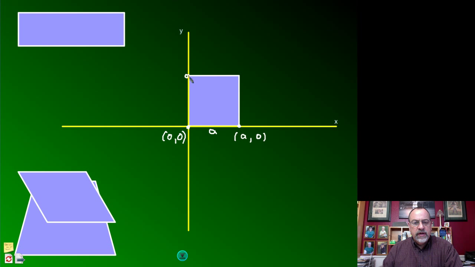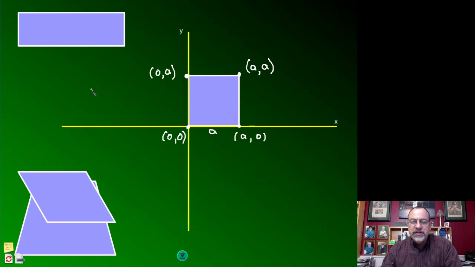Now, what would be the coordinate of this point? Again, horizontally, I don't go either way, so that remains 0. Because this is a square, all the sides are the same length. So if this horizontal distance is a, what will be this vertical distance? a. So the coordinate of this point would be (0, a). And then the coordinate of this point would be, if I'm going this far this direction, that's a, and then I'm going this far this direction, which matches, so (a, a) will be my coordinates.